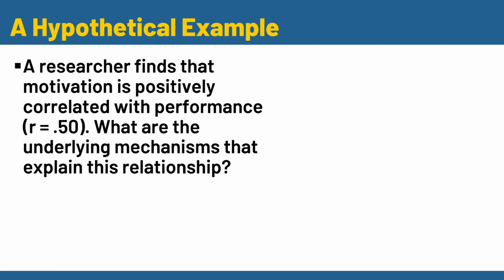And so to dive just a little bit deeper to explain that than we did previously, let's say I'm a researcher and I find that motivation is positively correlated with performance. What are the underlying mechanisms that explain this relationship? So let's use a college context. Let's say motivation to learn research methods. Let's say that we find that it's correlated with performance in a research methods class at an r of 0.5.